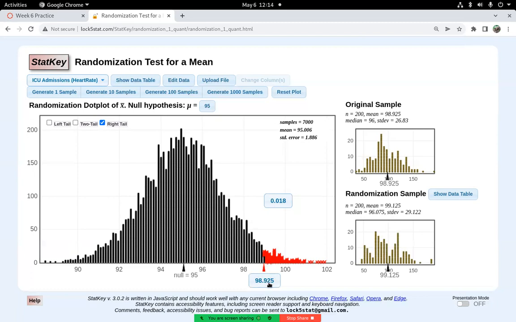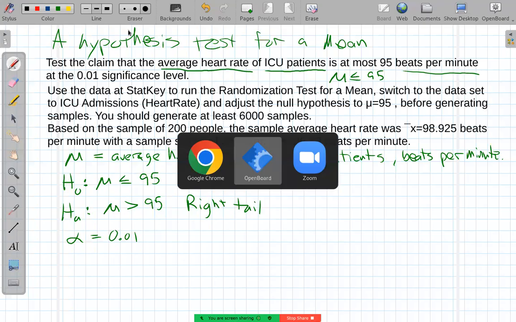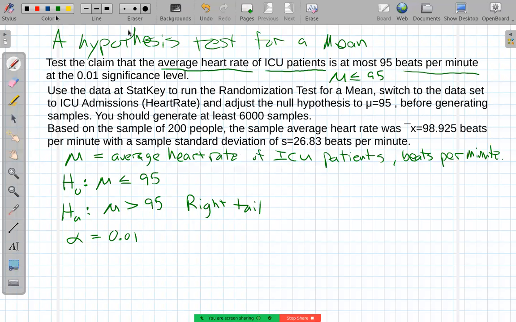So let's go make a sketch of this and figure out what it means. There we go. So I'm going to draw my best bell-shaped curve down here.